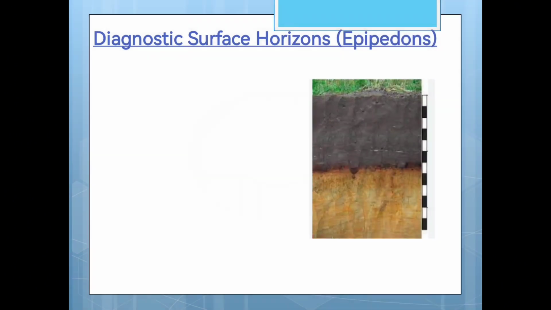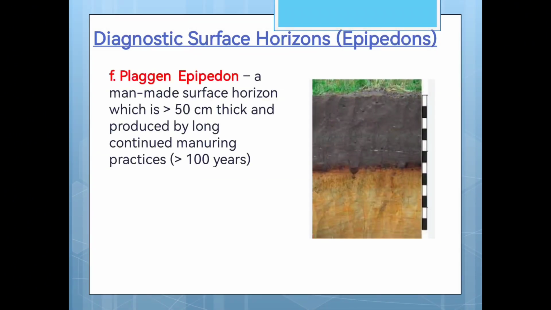And then, we also have plagan epipedon. Kita nyo, ang kapal ng kanyang surface horizon. So the surface horizon of Plagan Epipedon, this is a man-made surface horizon, which is greater than 50 centimeter thick, half meter, and produced by long continued manuring practices for more than 100 years. So epekto siya ngayon ng manuring, yung pag-accumulate ng mga manures. Kaya siya naging kakapal at ganyan siya kaitim because of the long-term manuring practices, which is more than 100 years.